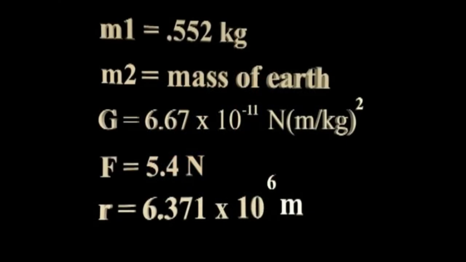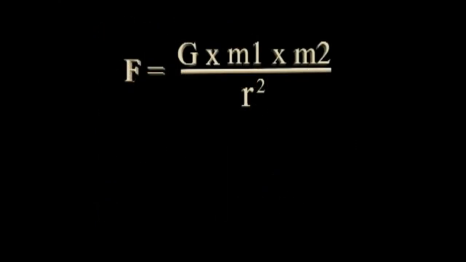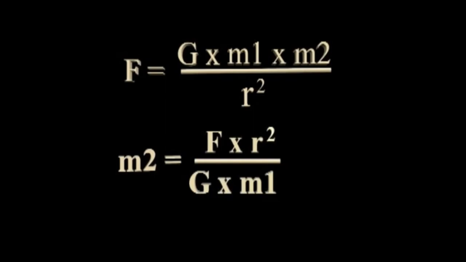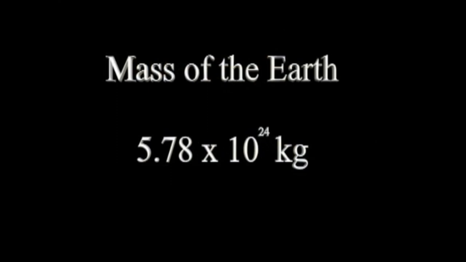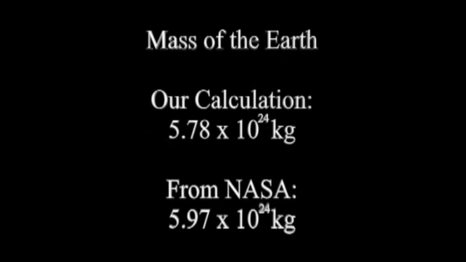I'm going to rearrange the formula before I plug the numbers in, so our formula becomes this. We are solving for the mass of the Earth, M2. Plugging our numbers in creates this. For clarity, I've left the units out. Just the numbers are displayed. Doing the math, we find that the Earth has a mass of 5.78 times 10 to the 24th kilograms. The NASA website states that the Earth has a mass of 5.97 times 10 to the 24th kilograms.